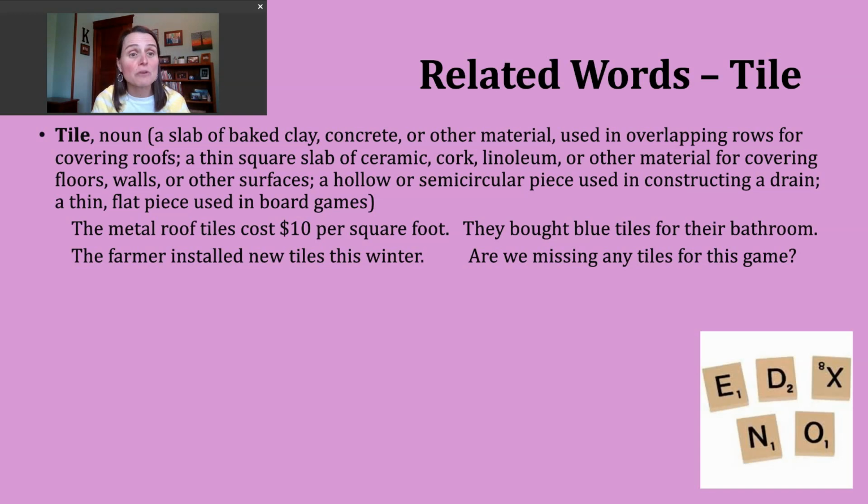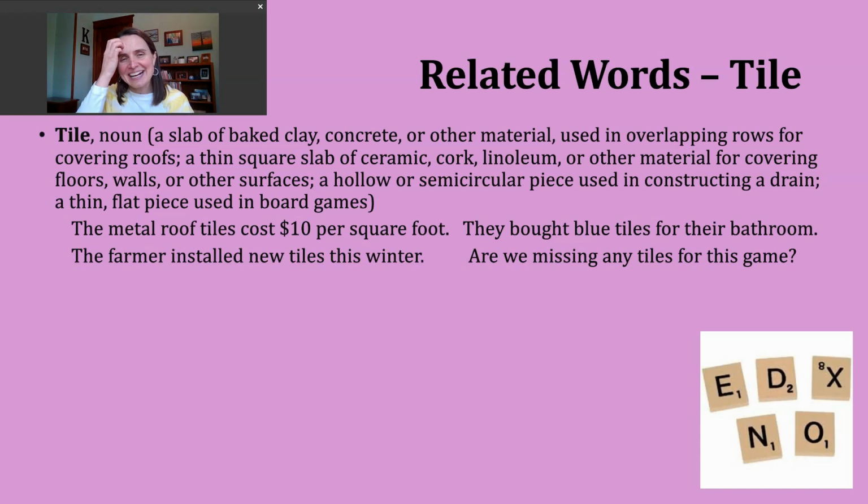A second way to refer to a tile is to refer to that thin square. Remember the picture from the very beginning. It could be made out of ceramic, cork, linoleum, or some other material. And it's most common to see it covering a floor, a wall, or some other surface. So an example of this, they bought blue tiles for their bathroom. Okay, so we're just referring to that material.